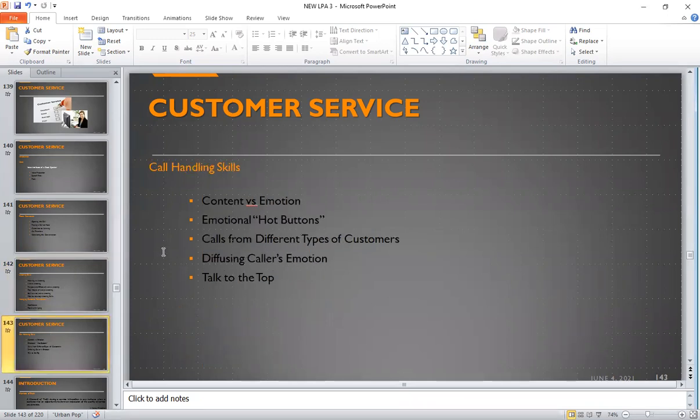And then we will also tackle call handling skills: content versus emotion, emotional hot buttons, calls from different types of customers, and diffusing callers' emotions. Those are the things that we will talk about.